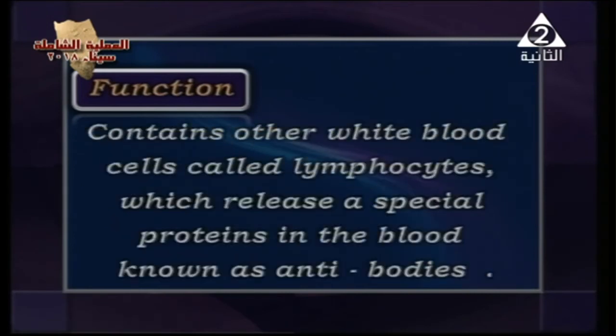And it also contains other white blood cells. They are called what? Lymphocytes, which release special proteins in the blood. This protein is known as what? Antibodies, as we're going to learn how the antibodies work inside your body at the end of the chapter.